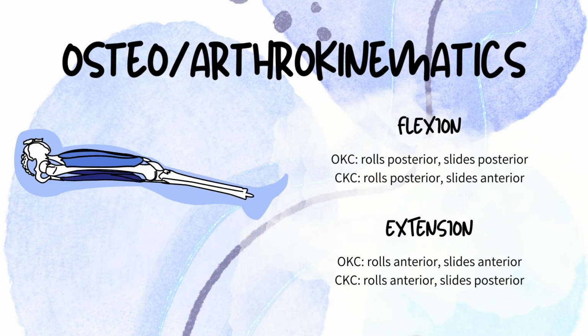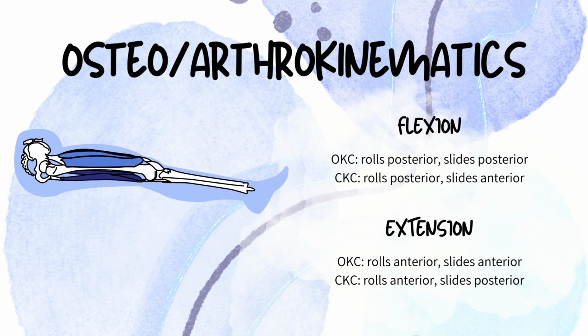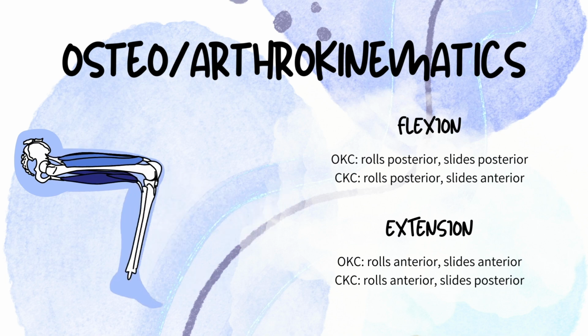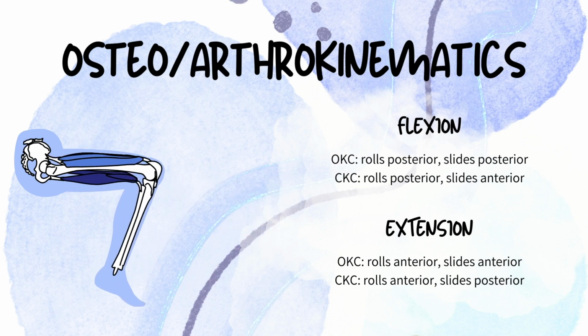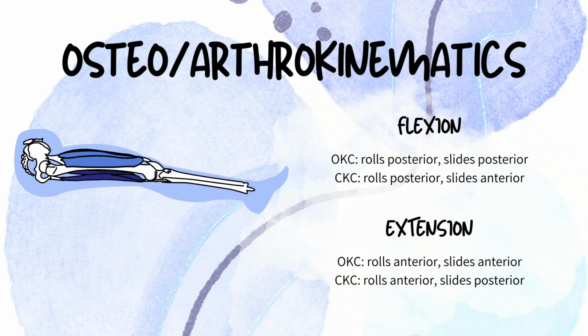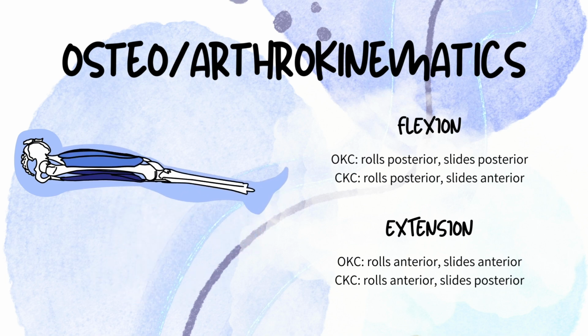So osteo and arthrokinematics of the knee. Primary motions of the knee are flexion and extension. So open kinetic chain is when you're typically non-weight bearing and the femur is fixed relatively while the tibia moves freely. Closed kinetic chain is when the tibia is relatively fixed and the femur moves on the tibia.